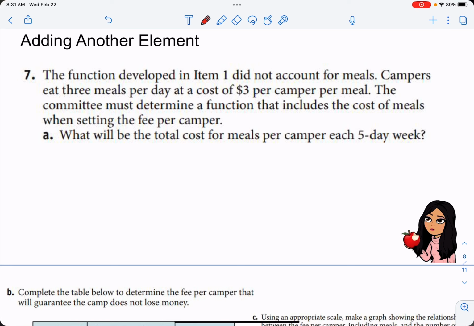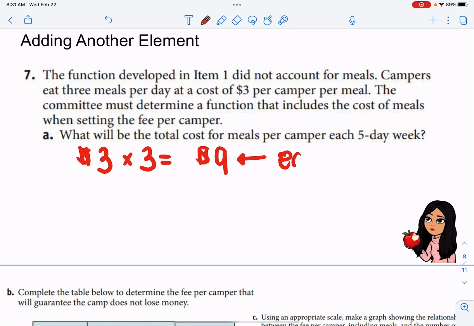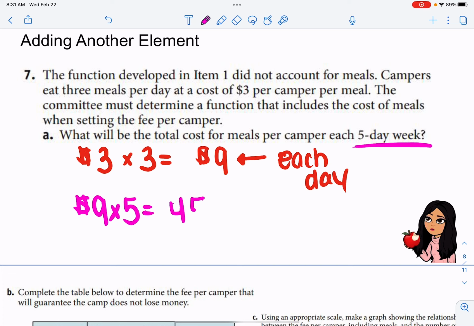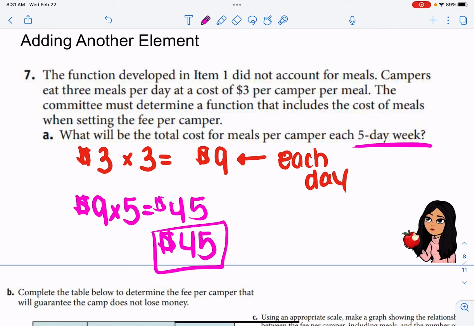Remember, it costs $3 per meal, and you're eating 3 times a day. So for the total day, it's going to cost them $9 each day. Then for 5 days, you're going to do 9 times 5, and that's going to be $45. So in other words, you're going to have $45 per camper.